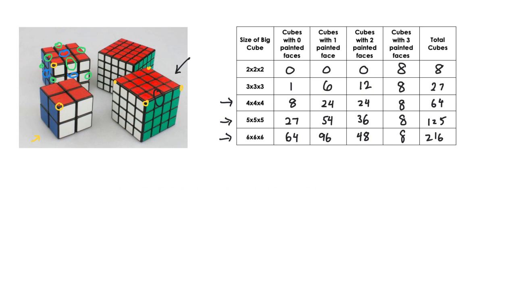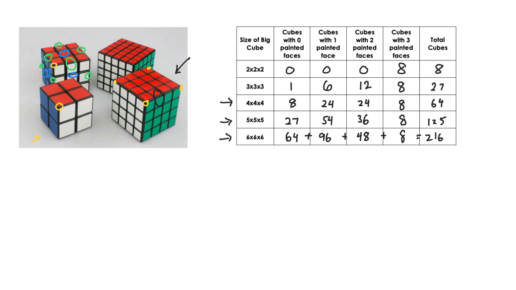Okay, so here's our table all completed. And one thing that you can do to always check your work to see if you've counted things right is, of course, you can add up any particular row. 64 plus 96 is 160, plus 48 is 208, plus an 8 is 216. So everything seems to check out.